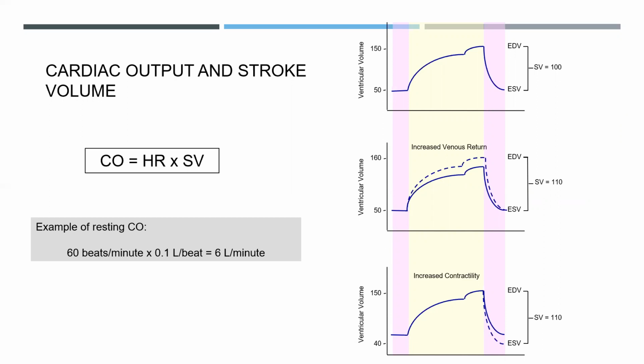Now, heart rate is responsive to both sympathetic nervous system and parasympathetic nervous system tone. And we know that heart rate is controlled by the cardiovascular control center in the brain. Stroke volume is the amount of blood ejected from the ventricle with each contraction, and it's determined by the amount of filling or venous return and the force of ventricular contraction or contractility.